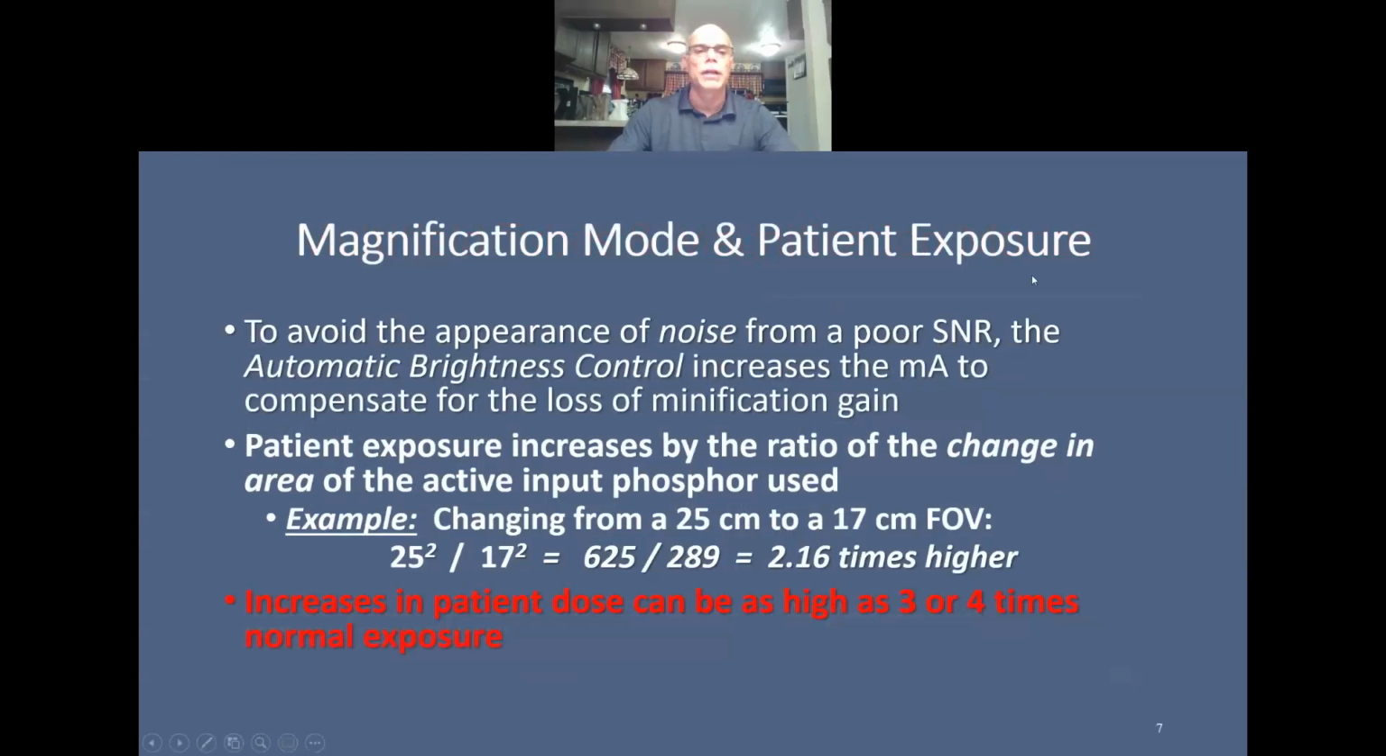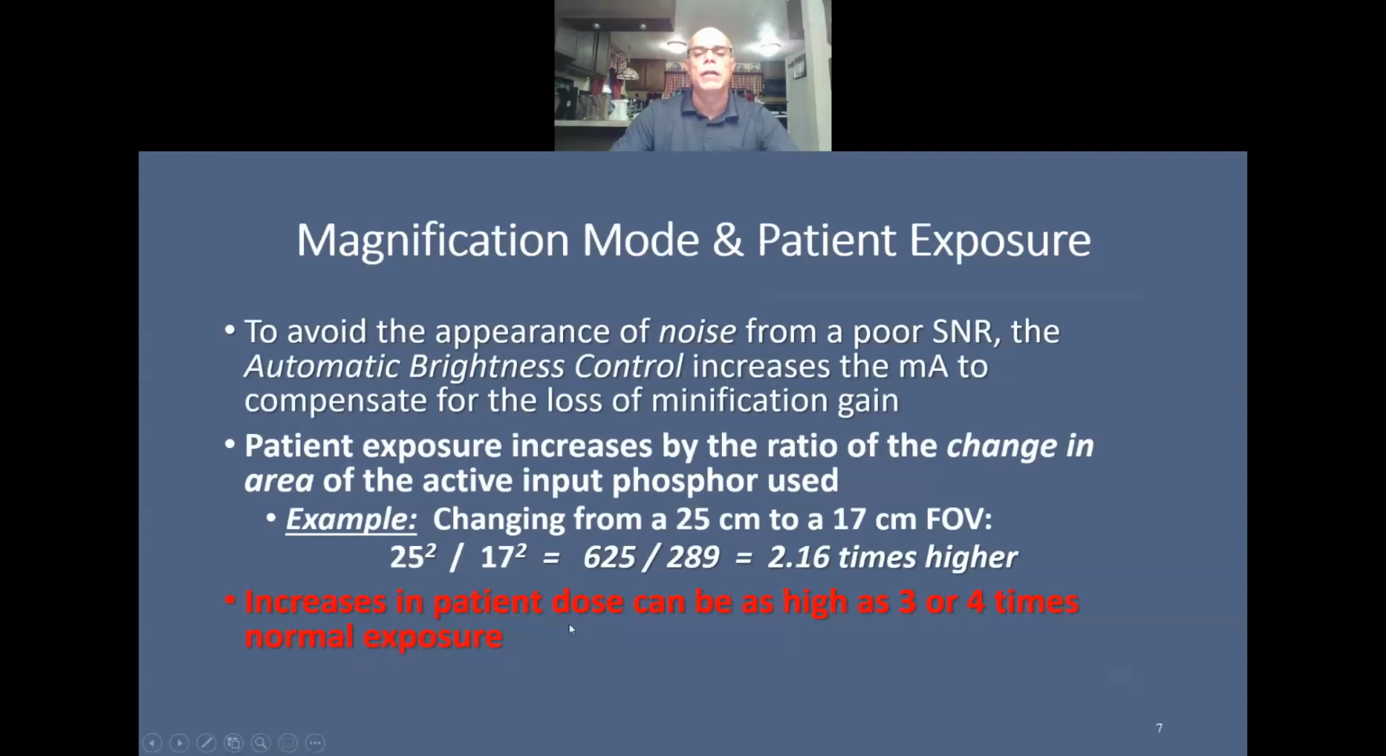Magnification mode and patient exposure. To avoid the appearance of noise from a poor SNR, like we said on page 679, the ABC, automatic brightness control, increases the MA to compensate for the loss of the magnification gain. Patient exposure increases by the ratio of the change in the area of the active input phosphor used. You just want to know that; we would not be calculating this. Definitely want to say this in red.